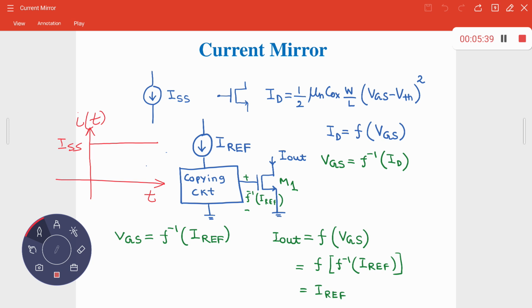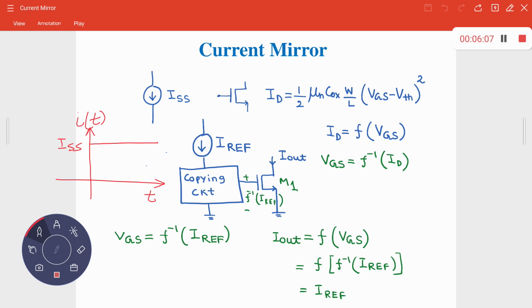Okay, we design one such circuit that will give you a constant, stable current source, and then what we do, we just copy that particular current source using some copying circuit, so that we can have a number of copies of that ideal current source. And this gives you the notion of current mirror.